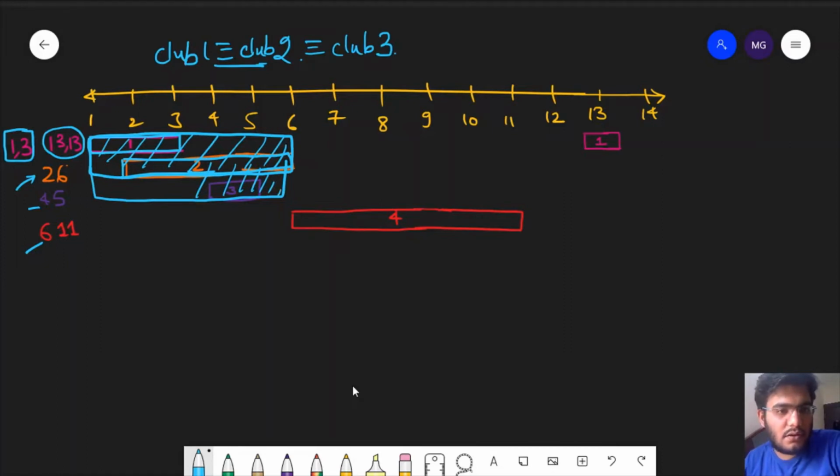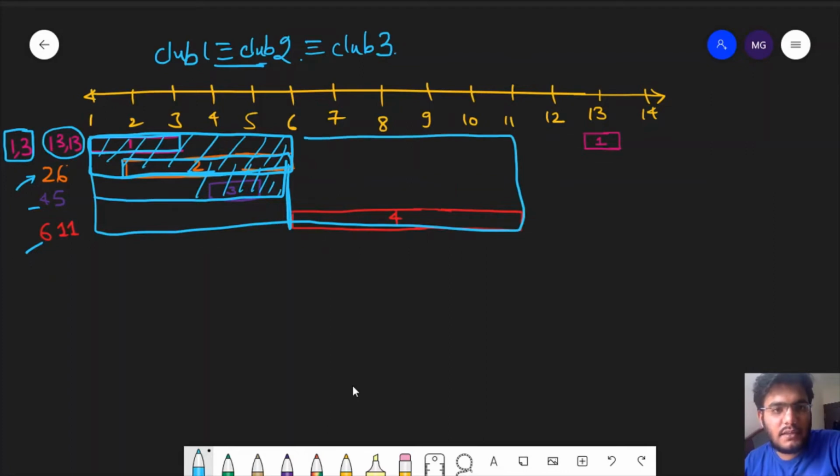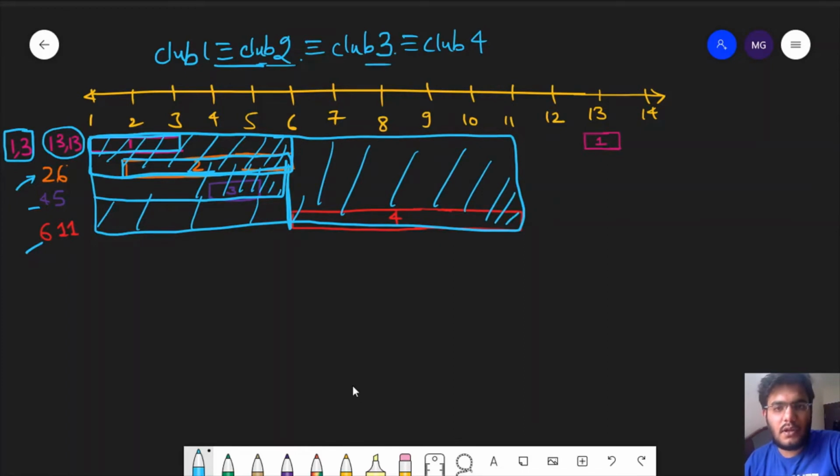Similarly, if another intersection is possible, as here the sixth student is also in common, then this particular interval is also included in this. And now club 4 will also have the same shirt as that of 1, 2 and 3. Now our entity, the whole interval, ranges from 1 to 11. As no other intersection is possible, these are the only sets possible. So our set contains clubs 1, 2, 3 and 4.